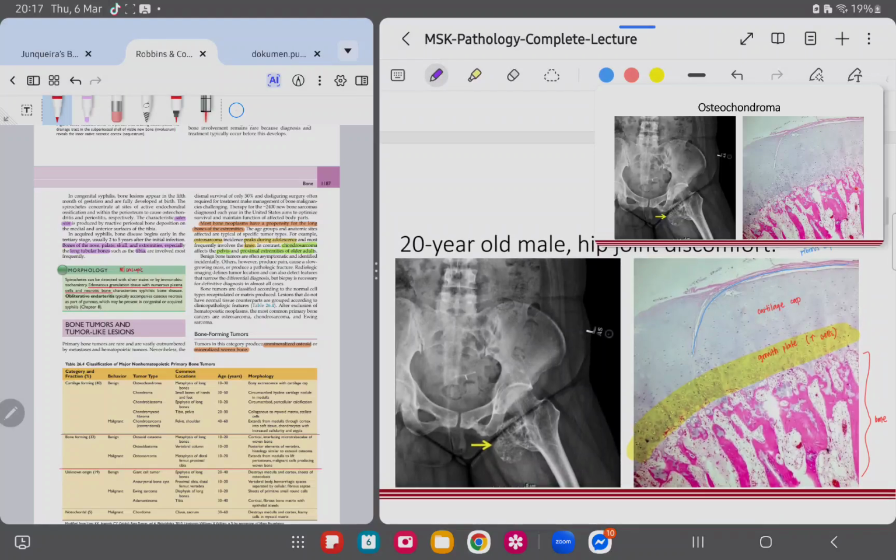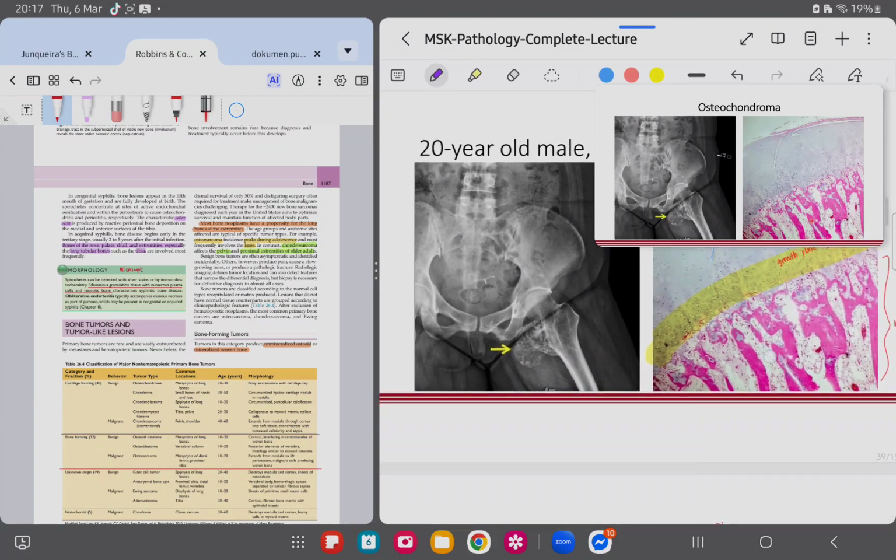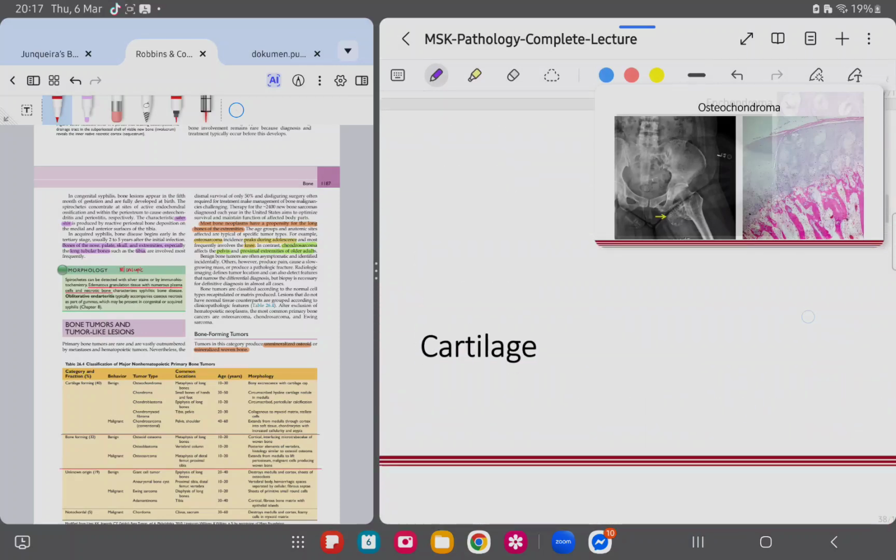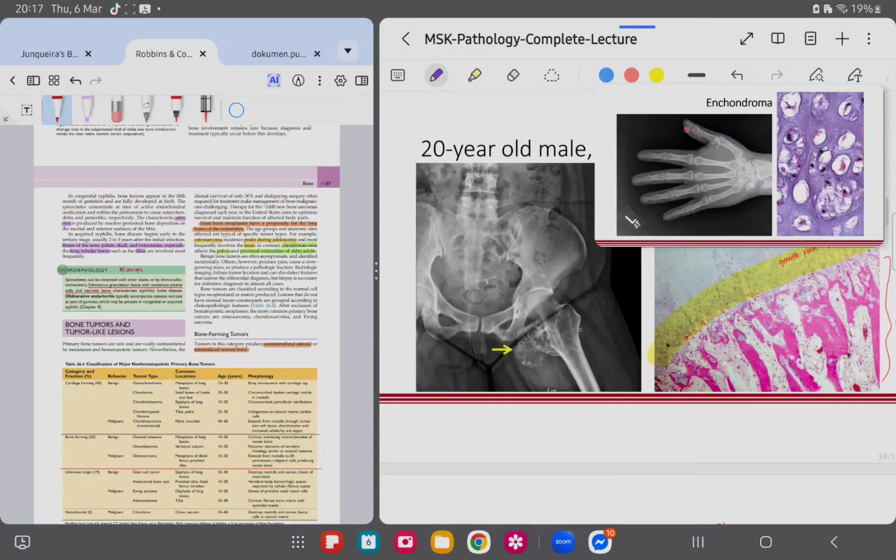And enchondroma, on the other hand, you might be shown images in which you have a lytic or a bubbly lesion in some of the bones. So please look carefully at the images.